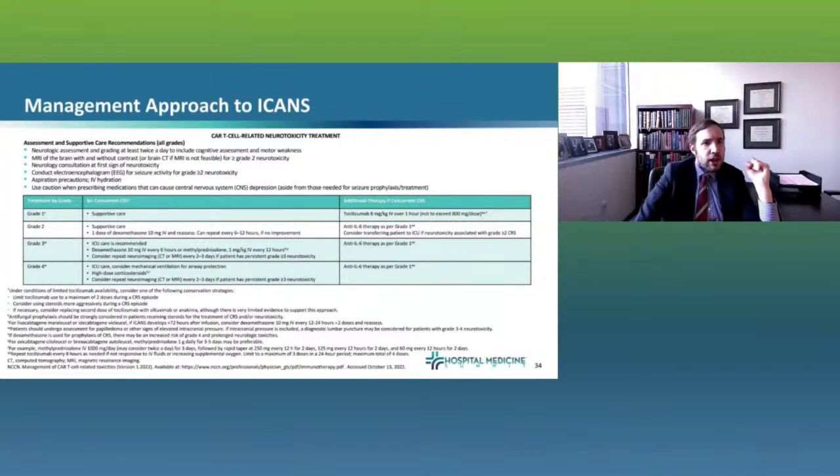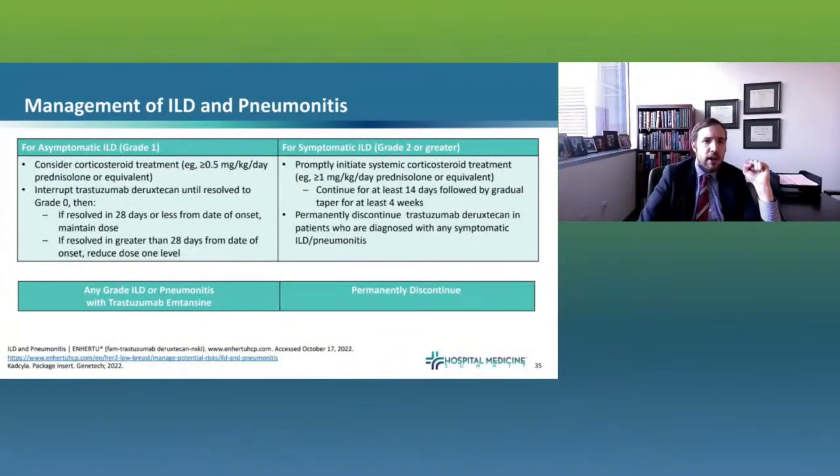Of course, aspiration precautions if there's a decreased level of consciousness, IV hydration, and then be mindful of any drugs that could cause some respiratory depression that could potentially exacerbate this, i.e. narcotics. Management of ILD and pneumonitis.